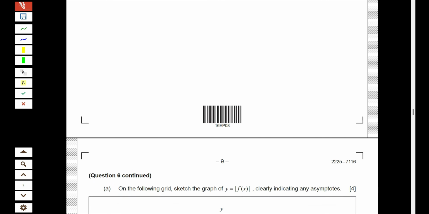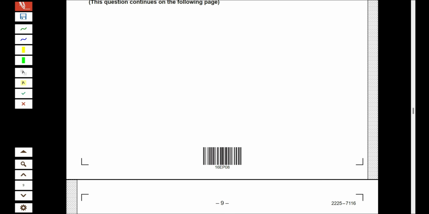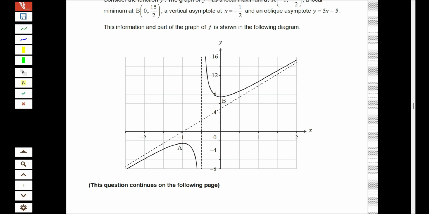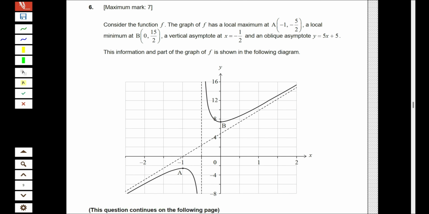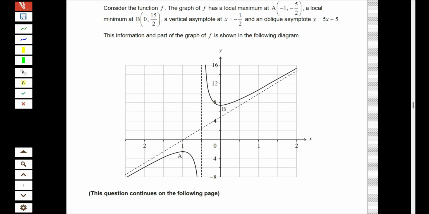Since it's going to be the absolute value, it will not have any negative value of f of x. In this case, we're going to reflect the negative part of f over the x-axis. For example, if there is minus 5 over 2, and here the value, which was the local maximum, is going to be a local minimum somewhere in here. We will also reflect the oblique asymptote, the part on the negative side, over the x-axis, and it will go like this.